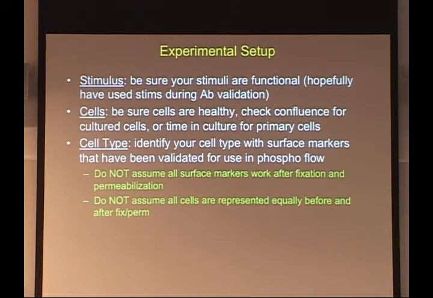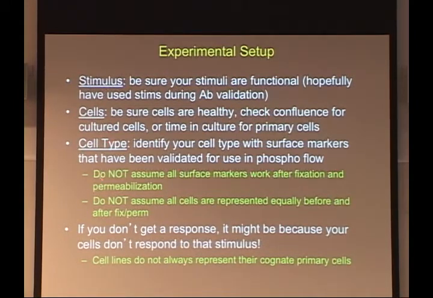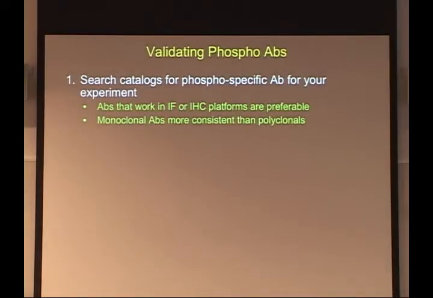So again, these are just some tips that you can take home. Again, checking out your stimulus, your cells, your cell subset. Don't assume all surface markers work, and don't assume all cells are represented equally before and after. And if you don't get a response, don't always assume that it's because something is wrong with the technique. It might just be because that subset doesn't respond in the primary cells.